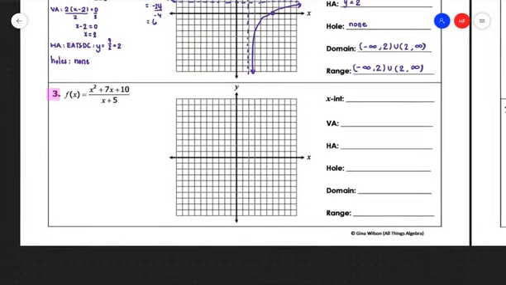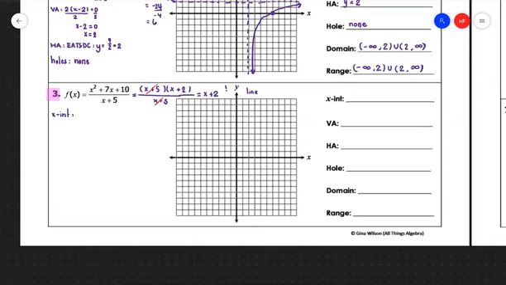And then the next one we'll do is number 3. We're going to factor the top. We need two numbers that multiply to 10 but add to 7, which are 5 and 2. I'm going to see that I have x plus 5 on both the top and the bottom, which leaves me with just x plus 2 as my function. This is a line. So we're going to have a line with a hole in it.